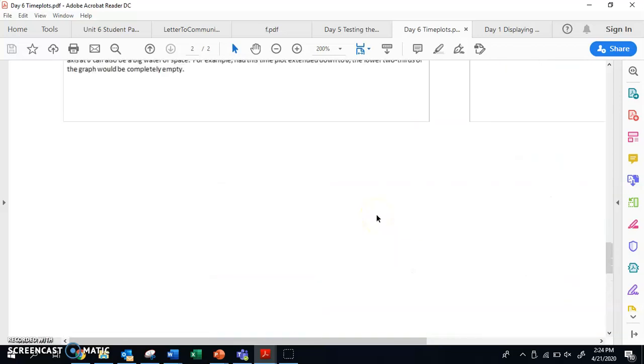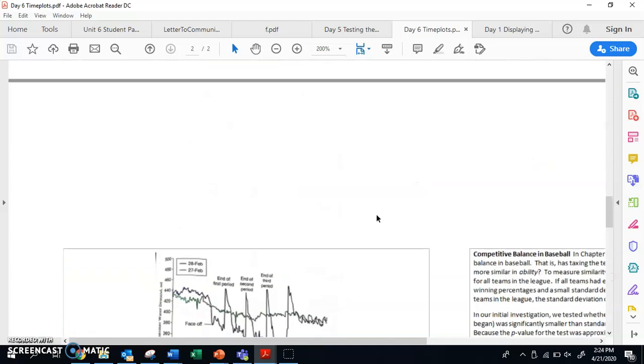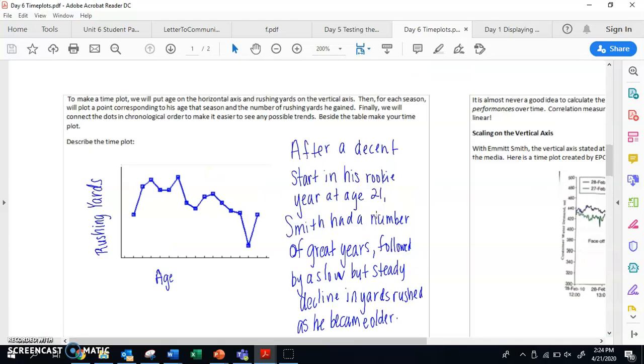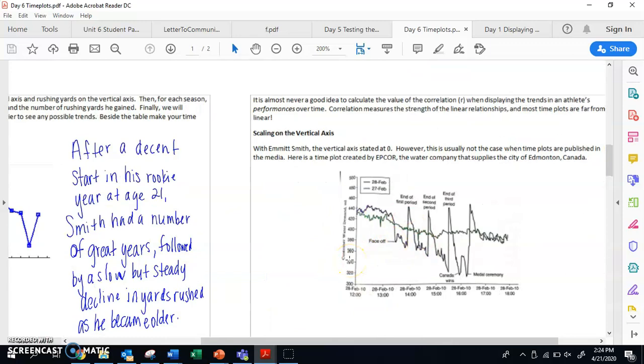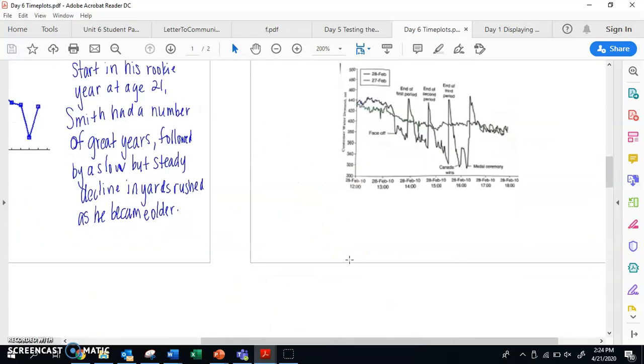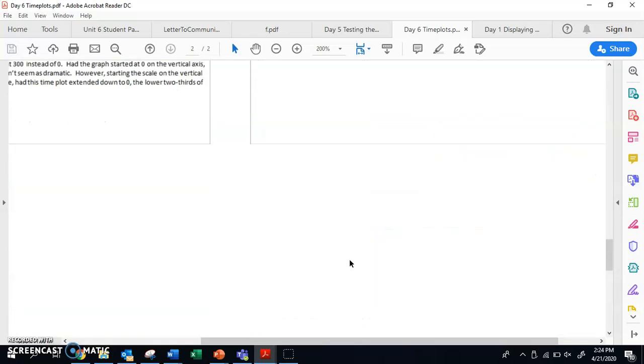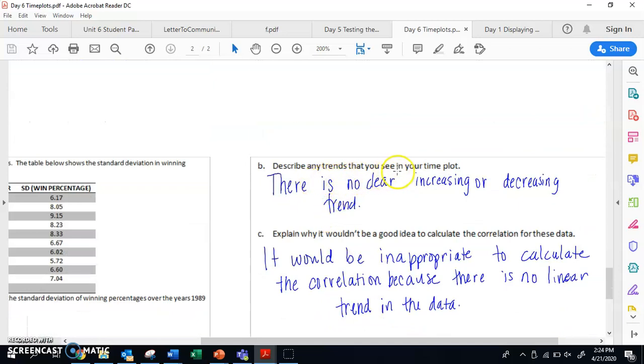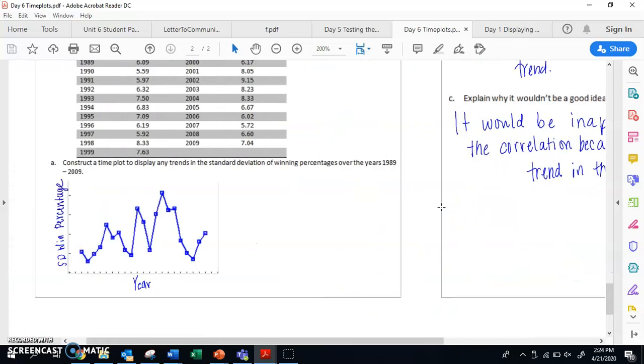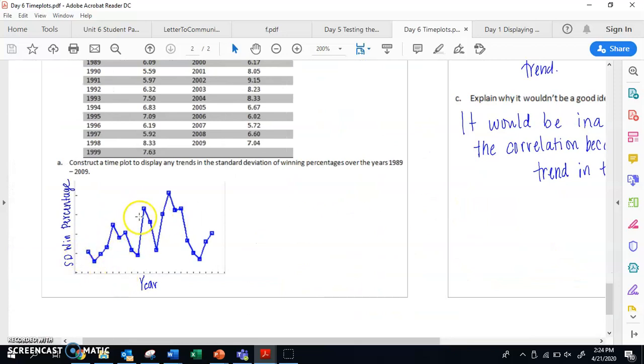So for time plots, you need to know how to make one. You need to know how to label your axes correctly. You need to know how to describe one, such as question B right here, describe any trends that you see in the time plot. And then you also need to know why it would not be a good idea to calculate the correlation for these, typically because there's not really a clear trend in time plots. So that's about all you need to know for time plots.